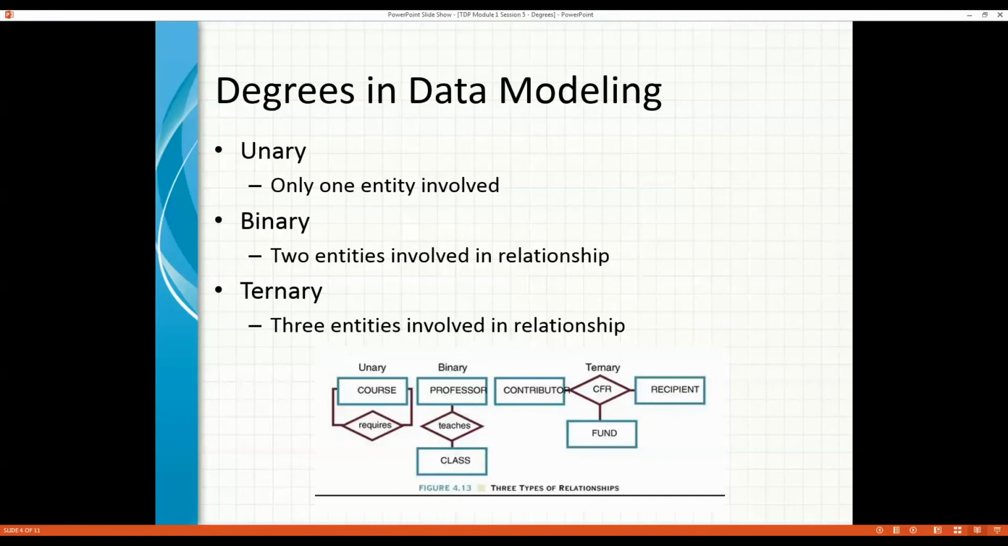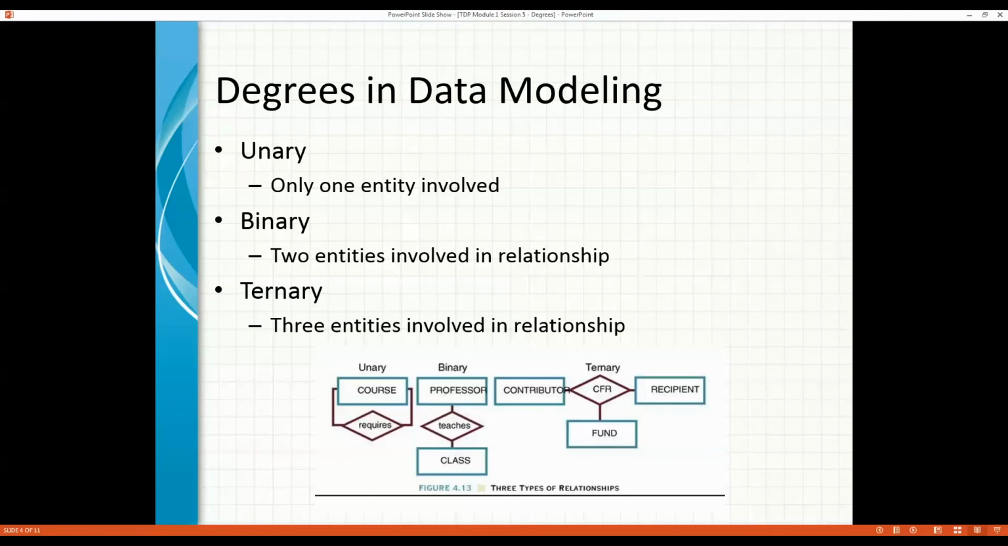Now, what are degrees? Degrees are simply saying how many entities are involved in a relationship. In a previous video, we talked about the different relationships we had: one-to-one, one-to-many, and many-to-many. Now, just because there's a relationship doesn't mean there always have to be 2 entities used. There can be 1 entity, 2 entities, or 3 entities. The number of entities participating are what degrees explain.